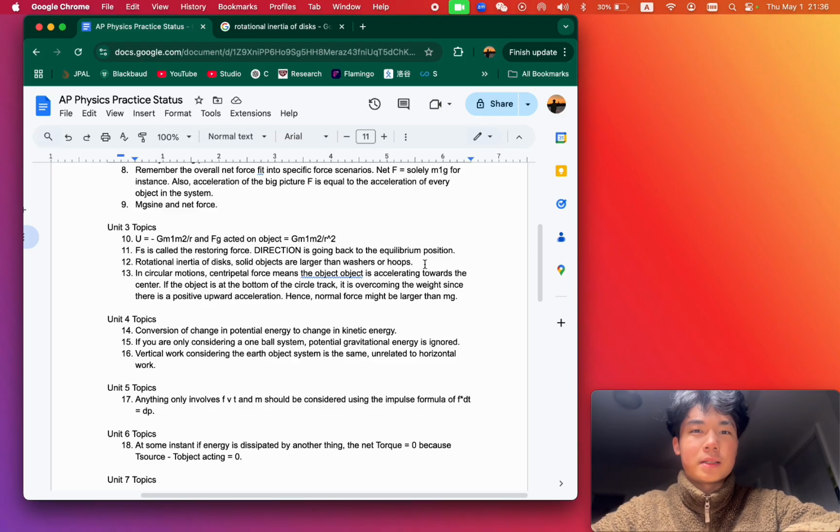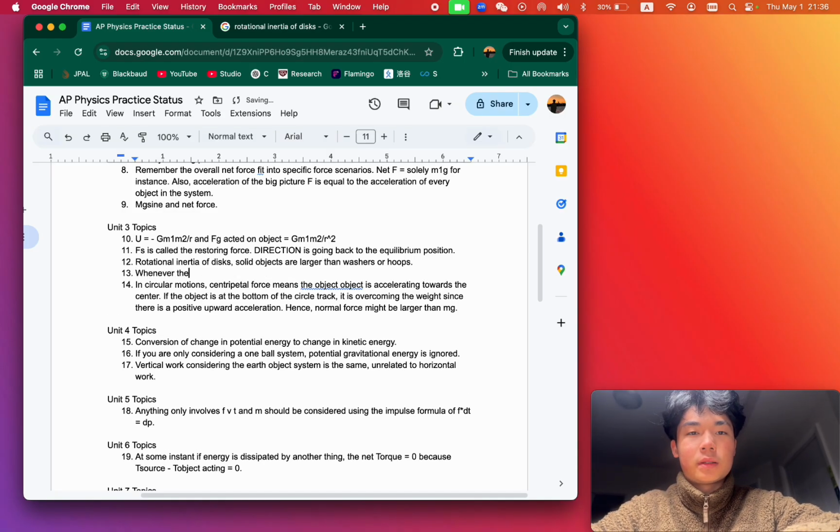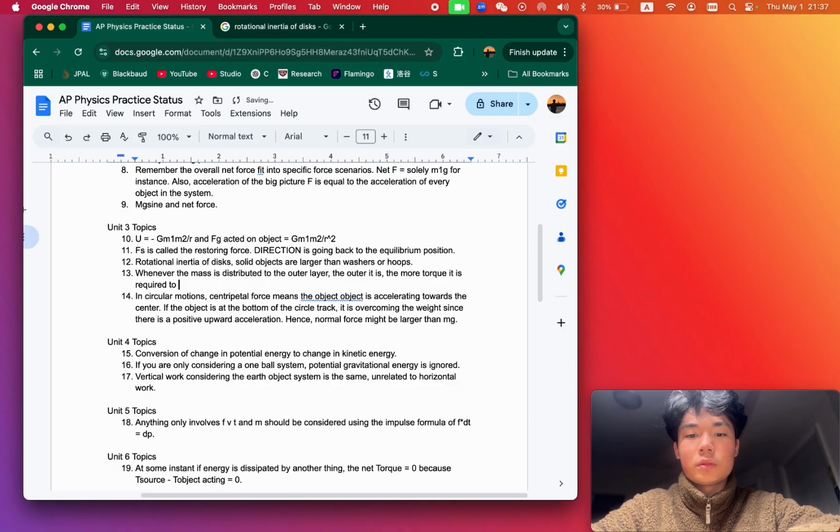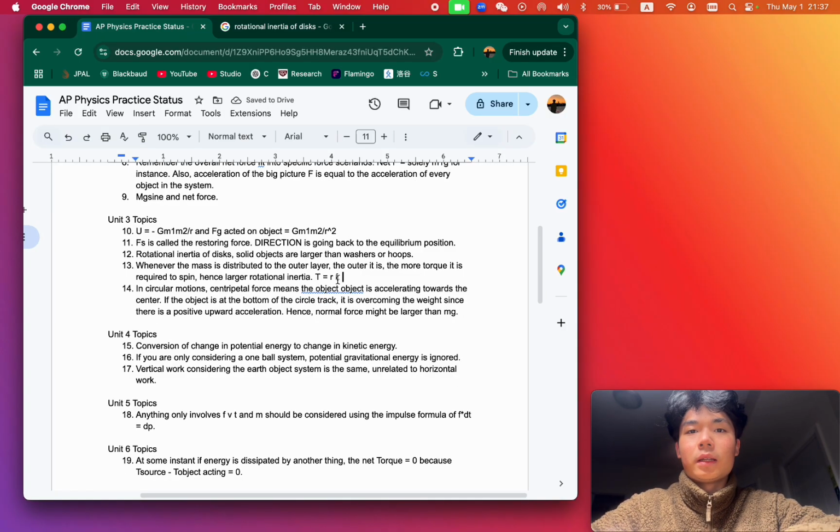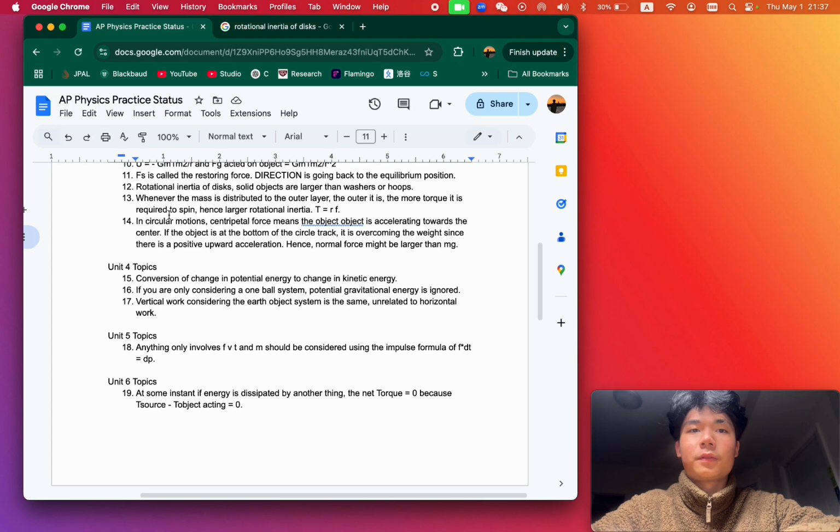I'm just gonna put that down because whenever the mass is distributed to the outer layer, the further out it is, the more torque is required to spin it, because of its larger rotational inertia. This makes sense because torque equals R times F, where F is the vertical component of the force, and R is the distance from the center to the force source.